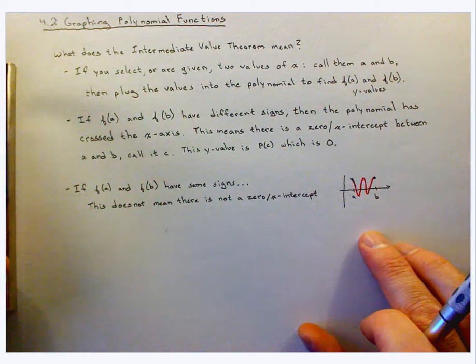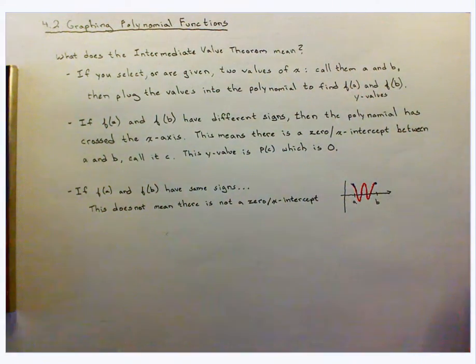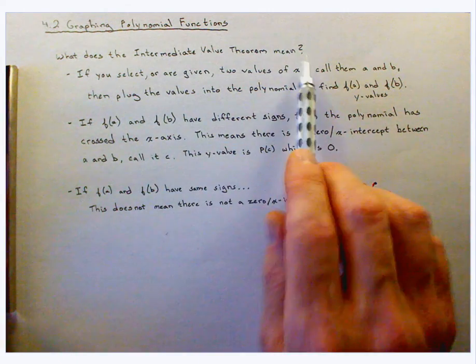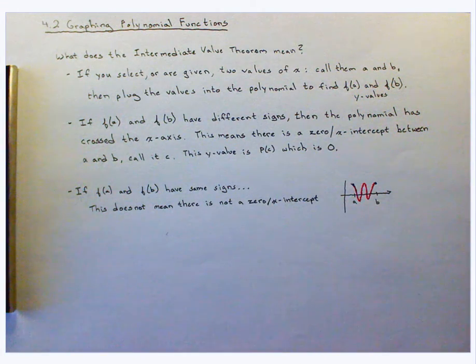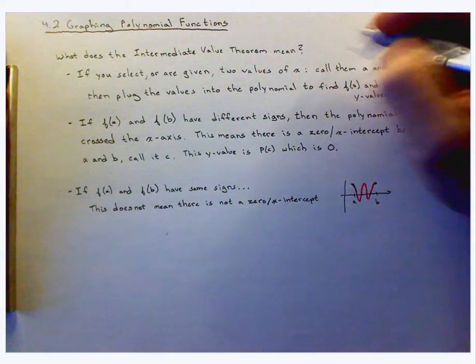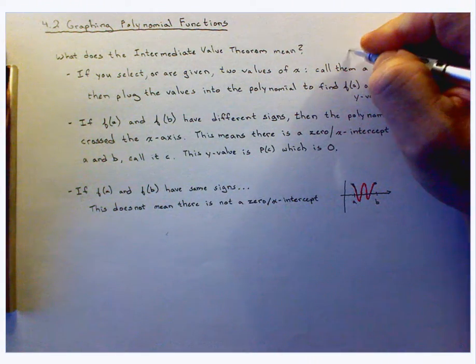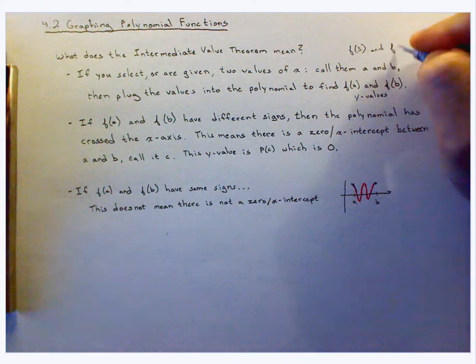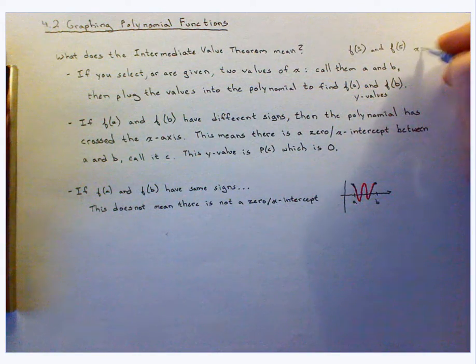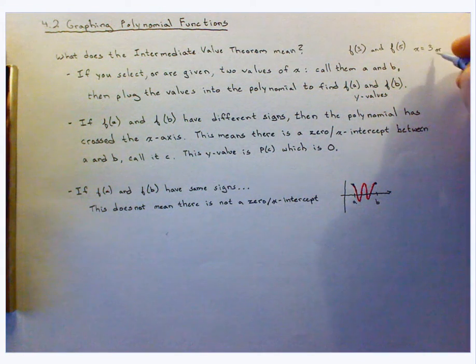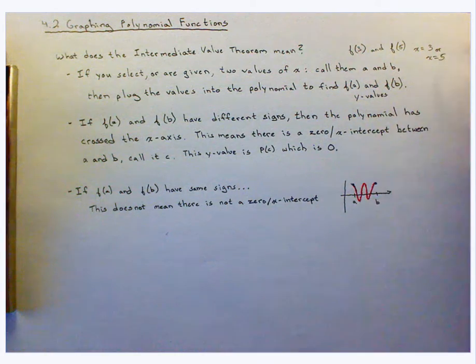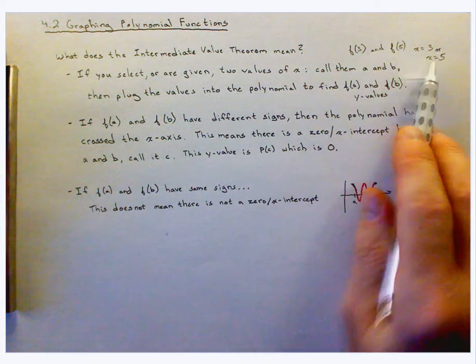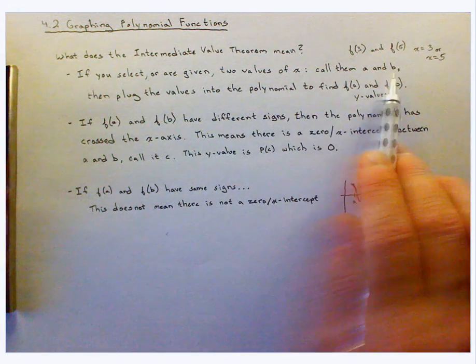Okay, so graphing polynomial functions: the intermediate value theorem. What does the intermediate value theorem mean? What it means is if you select, or in your homework problems you are given, two values of x. We're going to call them a and b in here, but this is how it could look. It could be f of 3 and f of 5, or it could simply say let x equals 3 or x equals 5. But you will most likely be given two values. For what we're doing, we'll call them a and b.